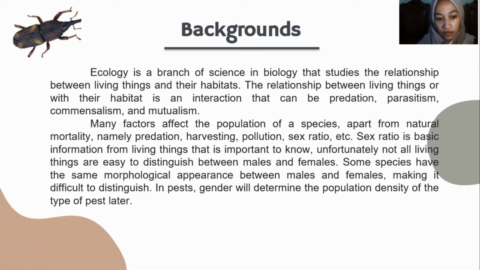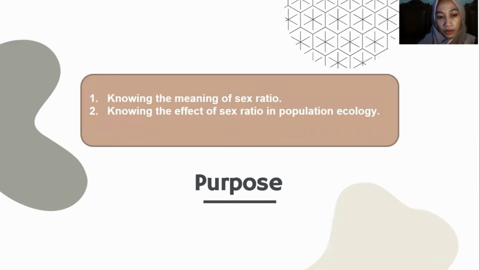Unfortunately, not all living things are easy to distinguish between males and females. Some species have the same morphological appearance between males and females, making it difficult to distinguish. In the past, gender will determine the population density of the type of pest. Next. The purpose is, the first one, knowing the meaning of sex ratio. The second one is knowing the effect of sex ratio in population ecology.